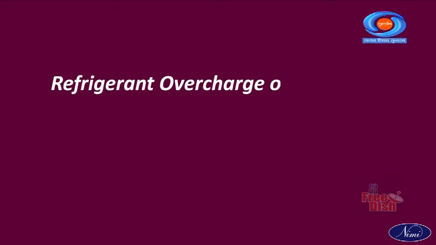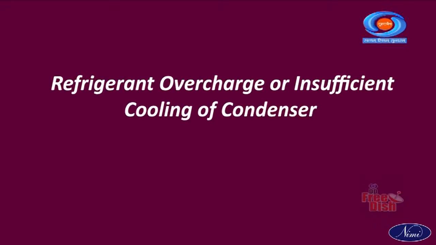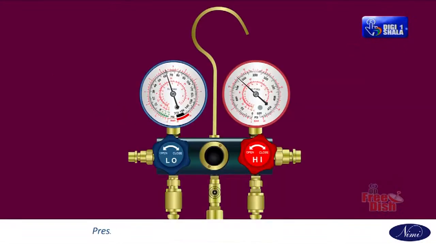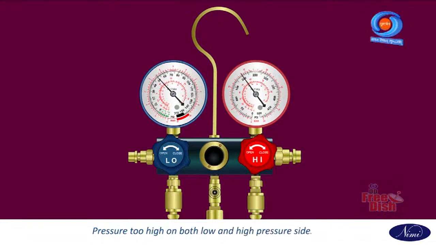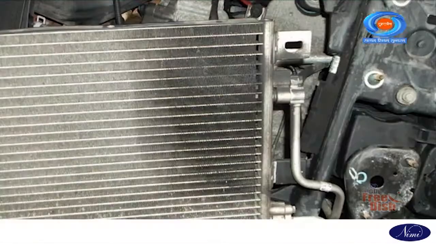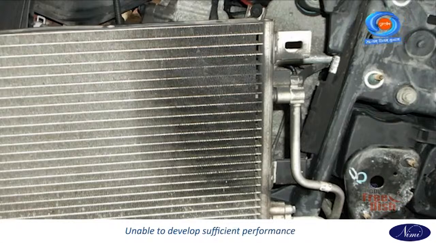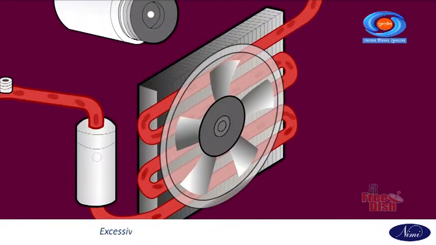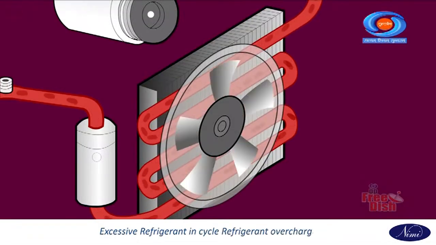Refrigerant overcharge or insufficient cooling of condenser. Condition: does not cool sufficiently. Symptoms seen in the system: pressure too high on both low and high pressure sides. Probable cause: unable to develop sufficient performance due to excessive refrigerant in the system. Condenser cooling insufficient. Diagnosis: excessive refrigerant in cycle, refrigerant overcharged.